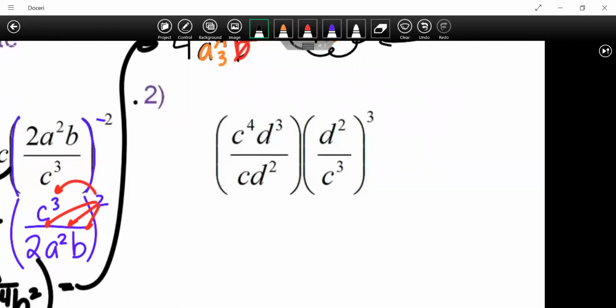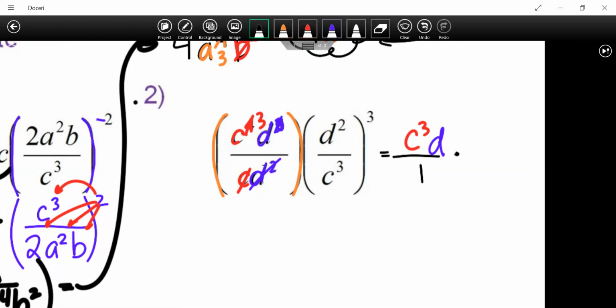The next one here we have below. What I want to do here first is reduce down as much as I can, at least for our first pair here. My c to the 4th and the c, just basically take away one c. So I'm going to get c to the 3rd up on top. My d's here, d to the 3rd, basically I could take 2 d's away from it, leaving me just d on top. I'm going to leave this over 1 now because there's really nothing there.